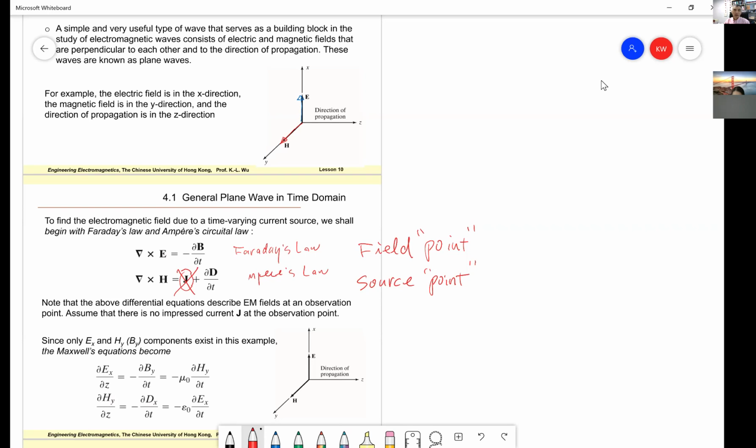What we need to consider the current J for is when we know the source distribution, or maybe this current is flowing on the base station antenna installed on the rooftop, somewhere, say the next building, right? But the field point is somewhere in our office. So that's why we are not interested in involving current J in our discussion, right? Okay.